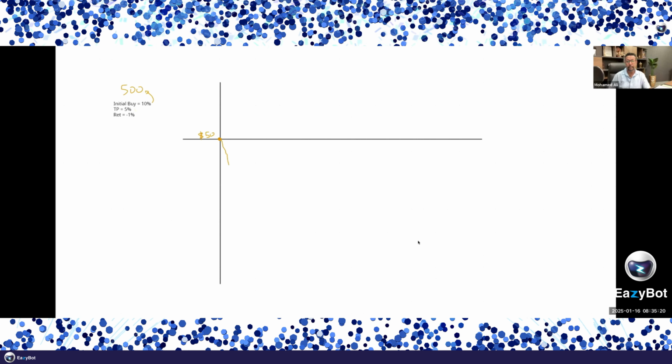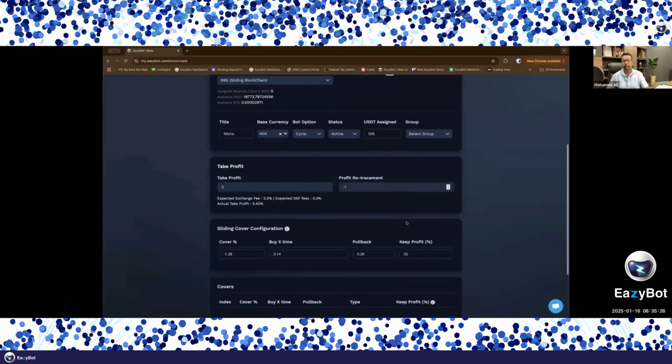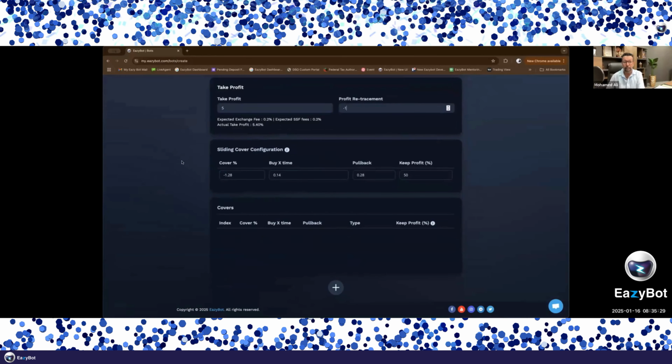Now let's go back to the settings and add a cover and see how the bot is going to react to that. I'm coming to the sliding cover soon. So let's say I added one more cover, and the parameter for the cover percentage is 7%. That means if the price of this coin drops 7% from the initial buy price, it's going to react to that. To buy, let's say here, I'm going to make this 5 times the initial buy. And the pullback is 2%. And the keep profit is 50%.